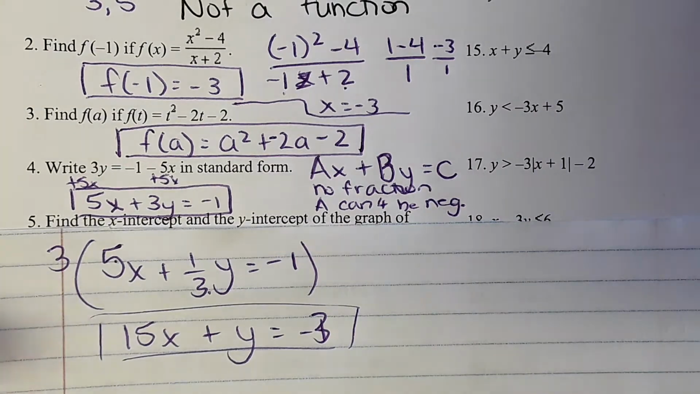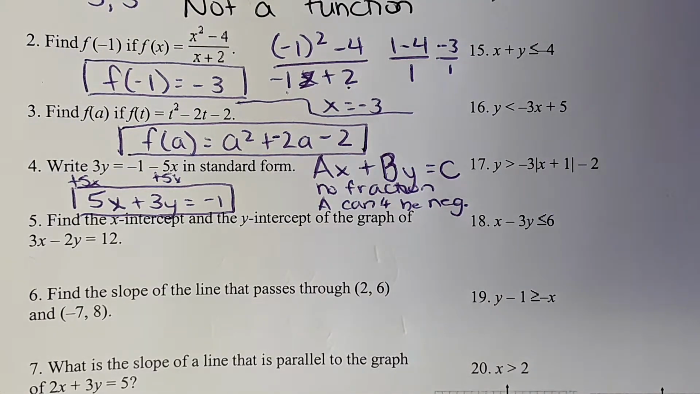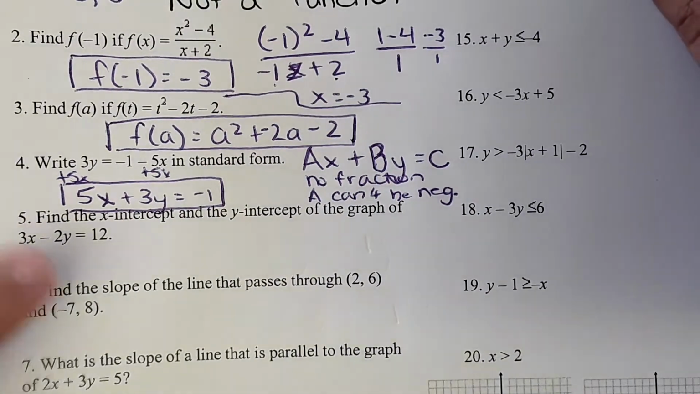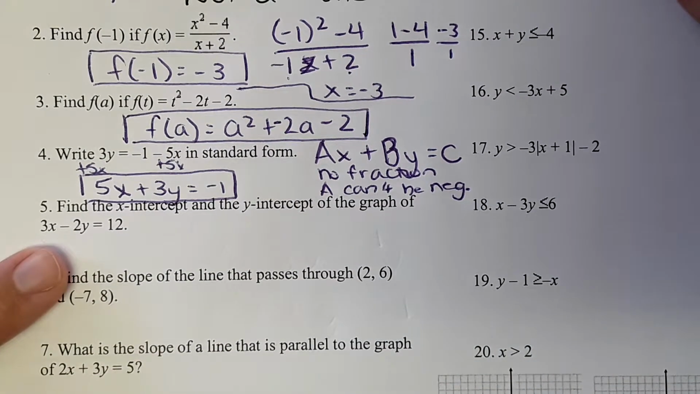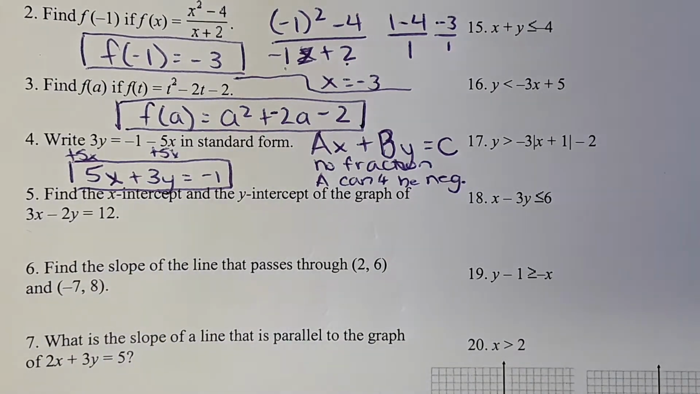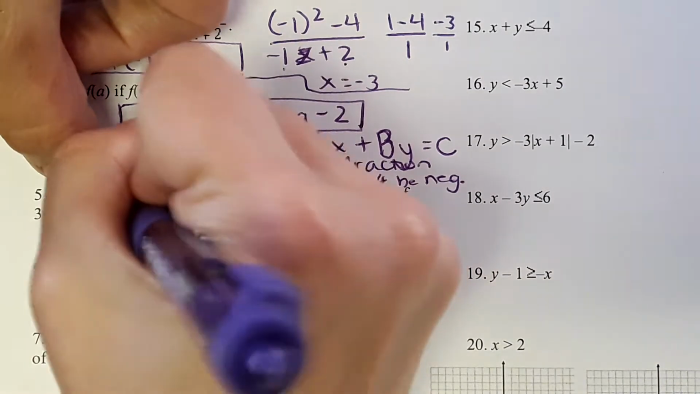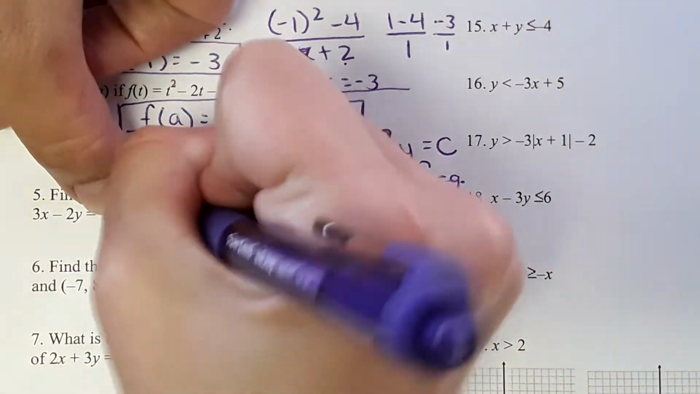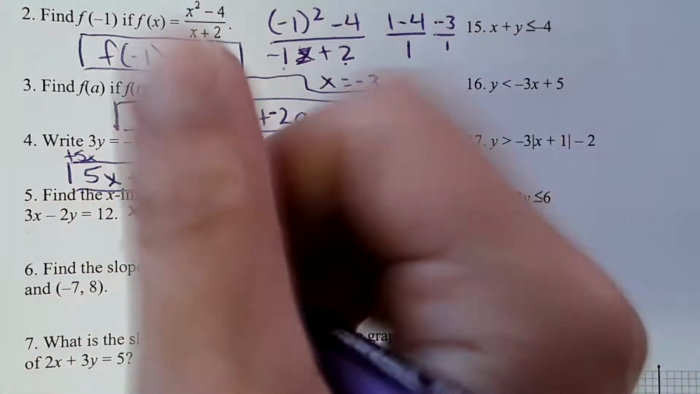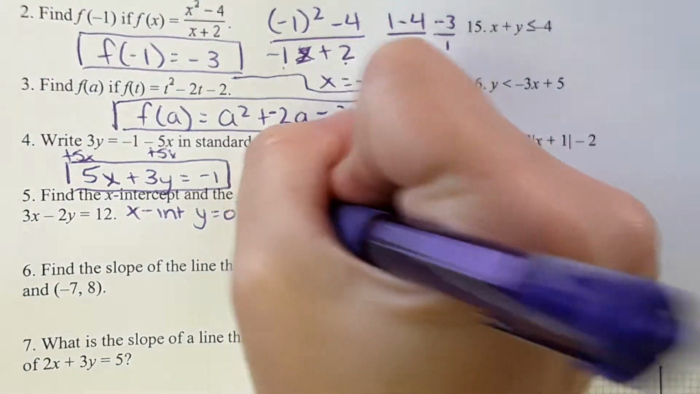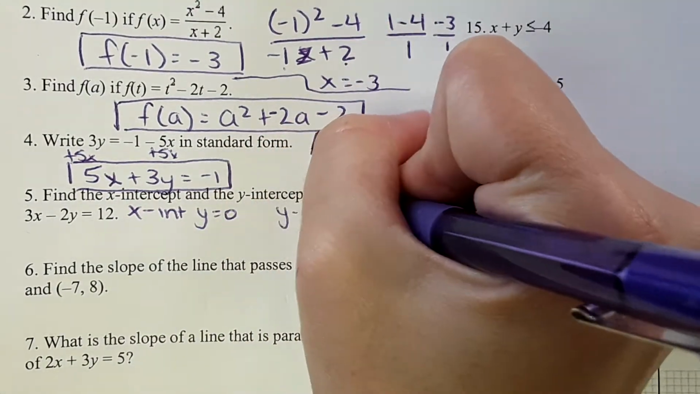You get it. Okay, number 5. Find the x and y intercept of this graph. Okay, so for x-intercept, y will equal 0. So just to make a note for yourself there. And then for y-intercept, x will equal 0.